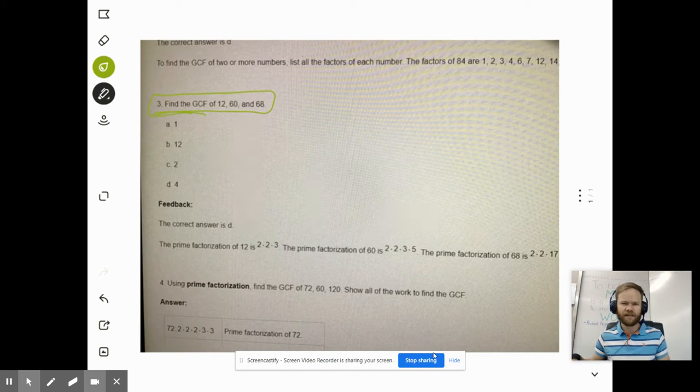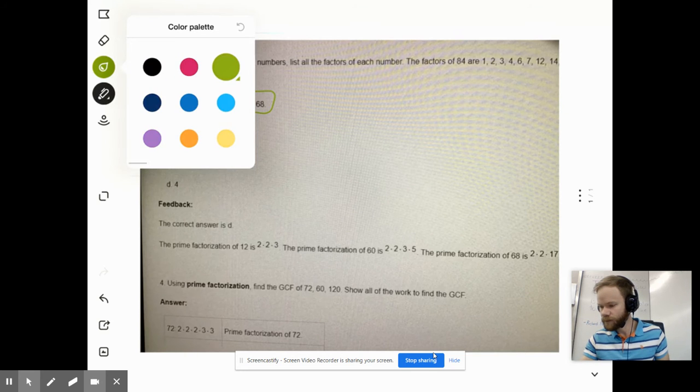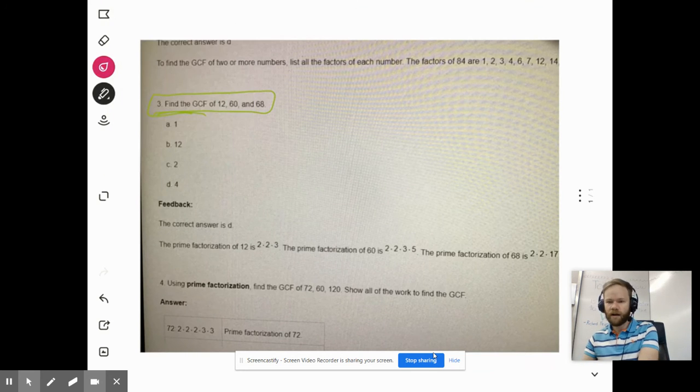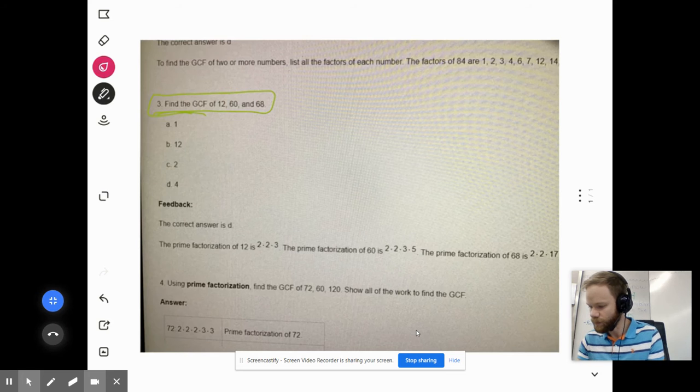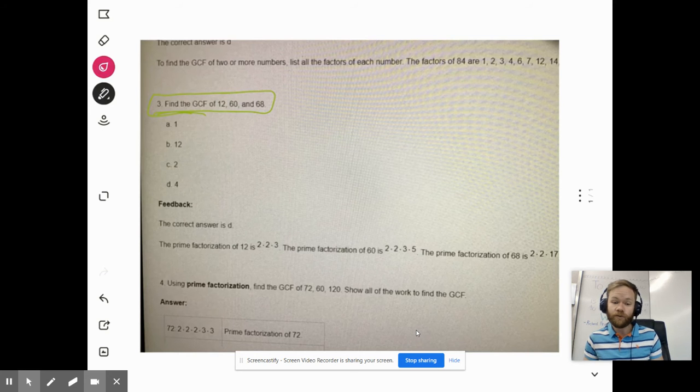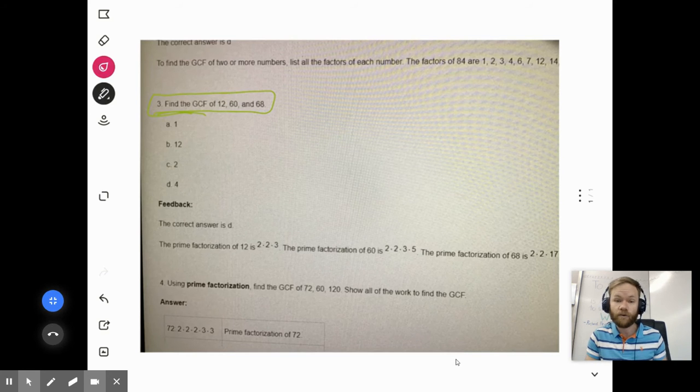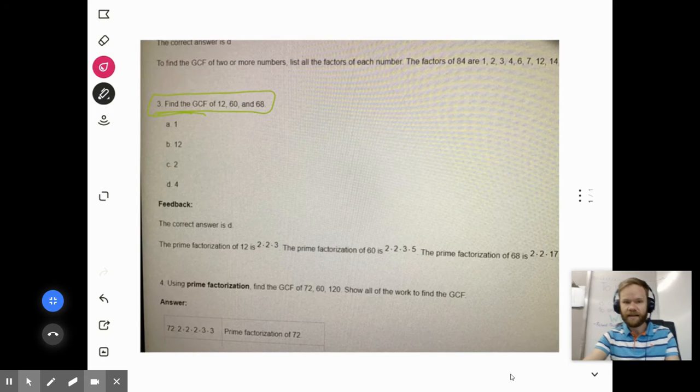So let's first do it by listing out all of the factors. Okay, 12 should be not too bad. I'm first going to do this using long division. If you need to use long division, that's totally fine, but I'm probably going to go a little bit faster than that. So let's see, 12. We know that 12 is divisible by 2.